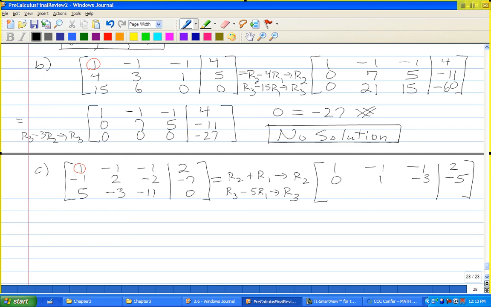Okay. 5 minus 5 is 0. 5 minus 3, 2. 5 minus 11... And then 5 times negative 5 times 2 is negative 10. Okay, so let's pivot.